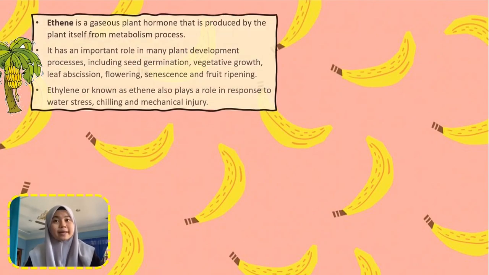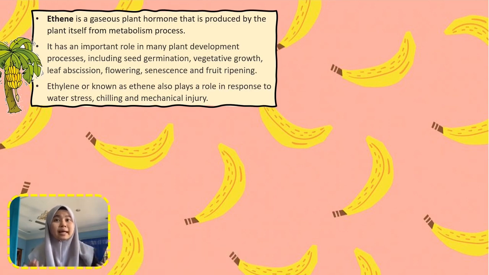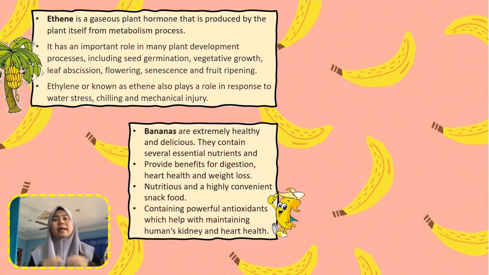Ethene is a gaseous plant hormone that is produced by the plant itself. It has an important role in many plant development processes such as seed germination, vegetative growth, leaf abscission, flowering, senescence, and fruit ripening. Ethene also plays a role in response to water stress, chilling, and mechanical injury. Banana contains several essential nutrients and provides benefits for digestion, heart health, and weight loss, and is a nutritious and highly convenient snack food. Banana also contains powerful antioxidants which help with maintaining human kidney and heart health.